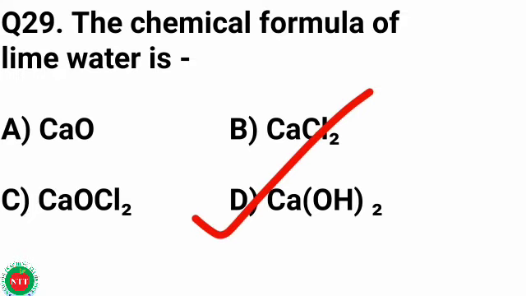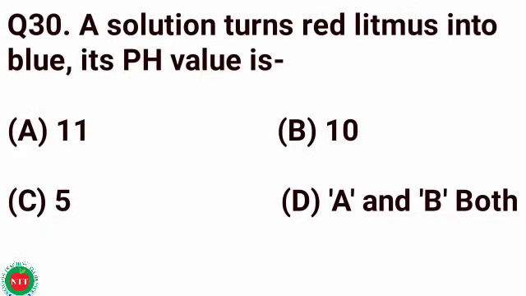Question number 30. A solution turns red litmus into blue. Its pH value is A. 11, B. 10, C. 5, D. A and B both. The right answer for this question is option D, A and B both.